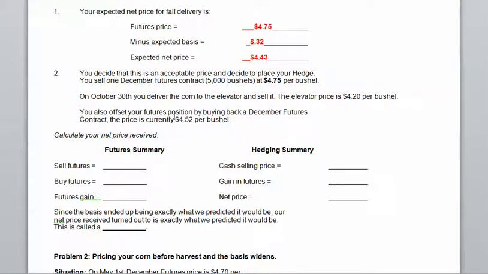We also offset our futures position by buying back a December futures contract. The price is currently $4.52. So here's what happened. We originally sold a contract on the board of December corn for $4.75 a bushel. Later, when we deliver our actual cash corn to our local elevator, we then buy back our contract on the board for $4.52 a bushel. We sold for higher than what we bought. Therefore, we made money. We made 23 cents a bushel on this transaction.